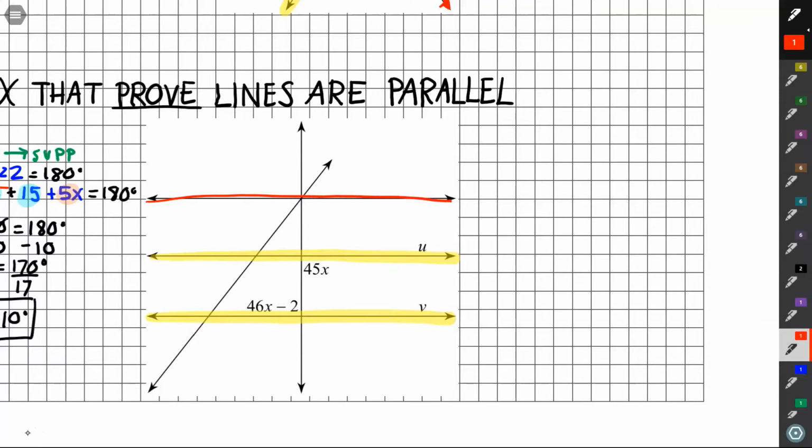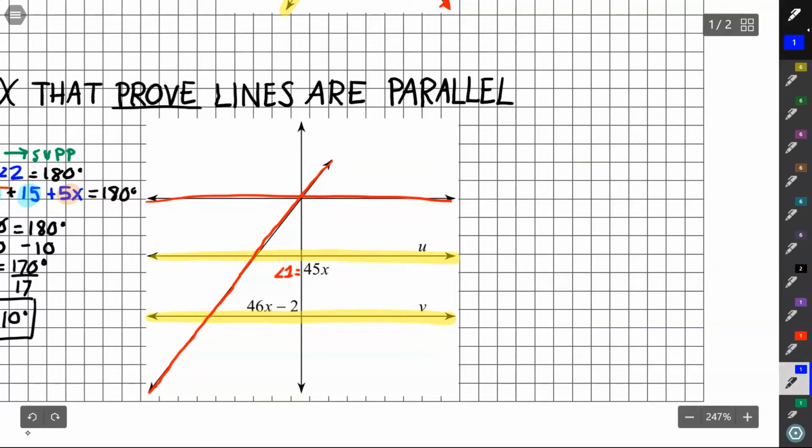It's not contributing anything. And then we also have one line going up and down and one kind of going a little bit slanted. But if we notice, this slanted line isn't giving us any useful information, so we're also ignoring that line. So now we have angle 1 here, which is 45x, and angle 2 here, which is 46x minus 2. Alright, I'm on opposite sides of my transversal, which is this line here. That is my transversal.